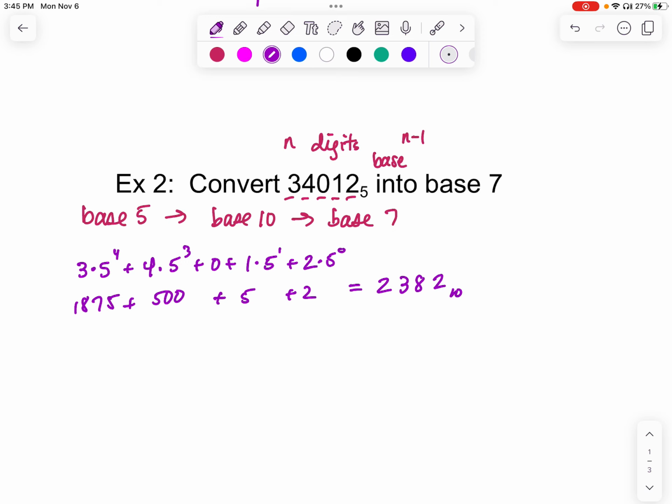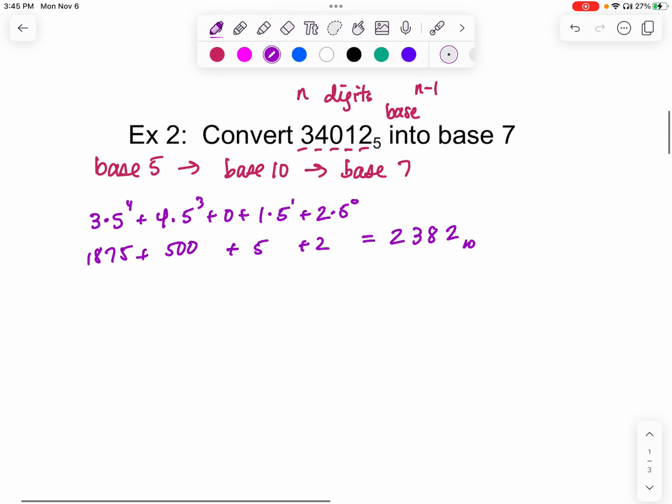2,382 in base 10. And then now I want to take this base 10 and turn it into base 7. So again, I can look at this like the powers of 7, or I can do repeated division by 7. Either way that you want to do it, when we convert this into base 7, we are going to get 6642 base 7.